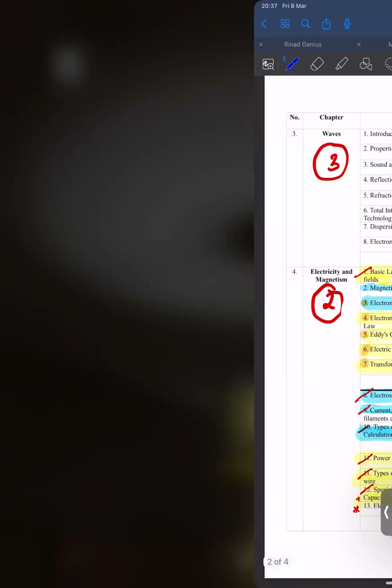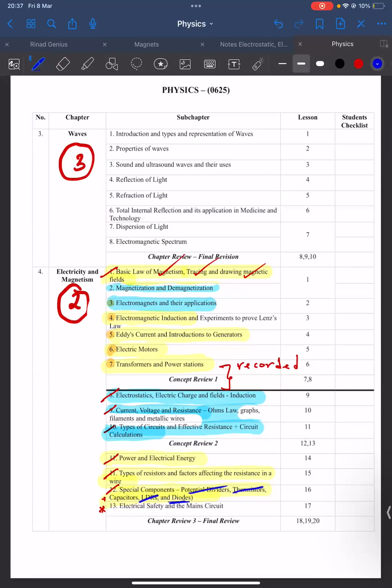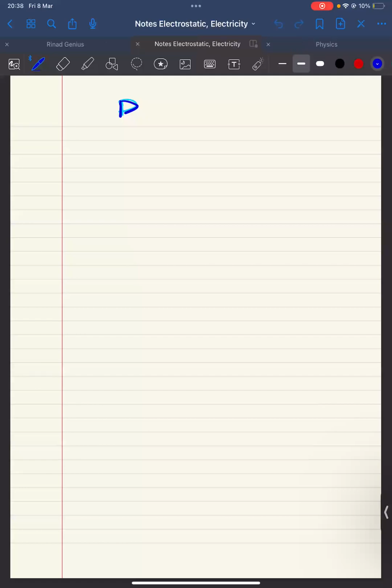Someone's asking a question. The resistance, yeah, for them to work as a potential divider, they have to be in series. Okay?